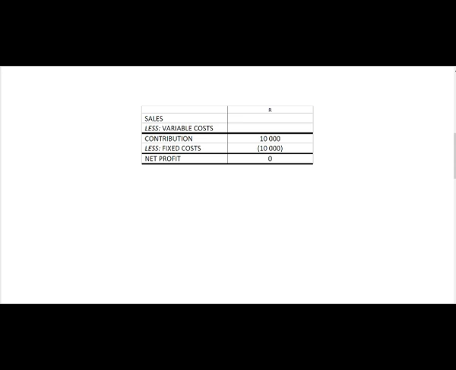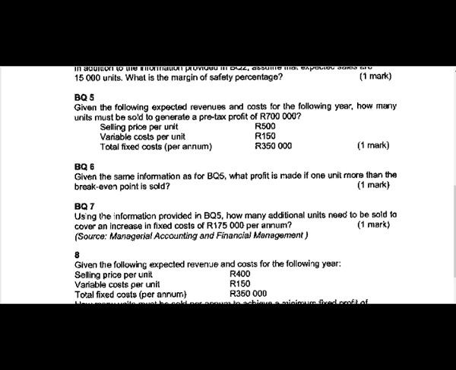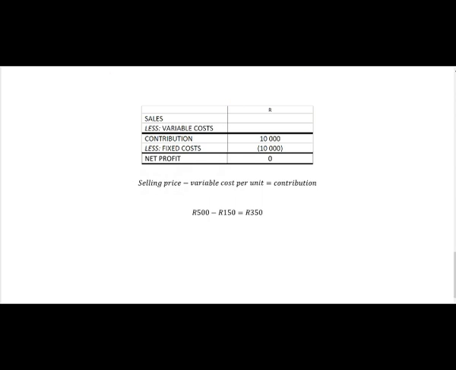So if you have to produce one more unit after covering all fixed costs, that one more unit will contribute towards making a profit, and it will contribute at the value of its contribution. So the answer for BQ6 will be 350, because the contribution for that one more unit is 350.